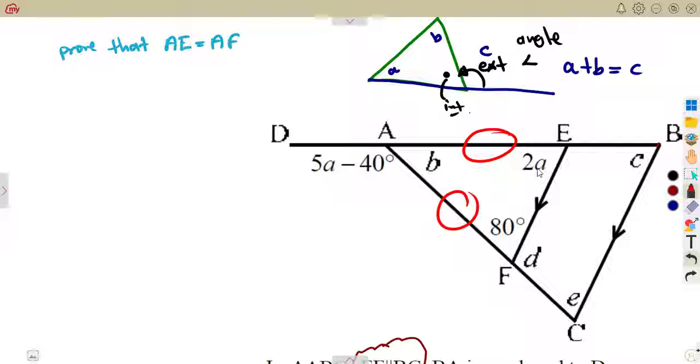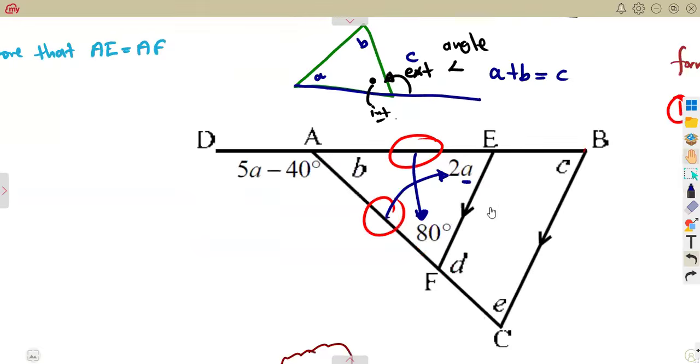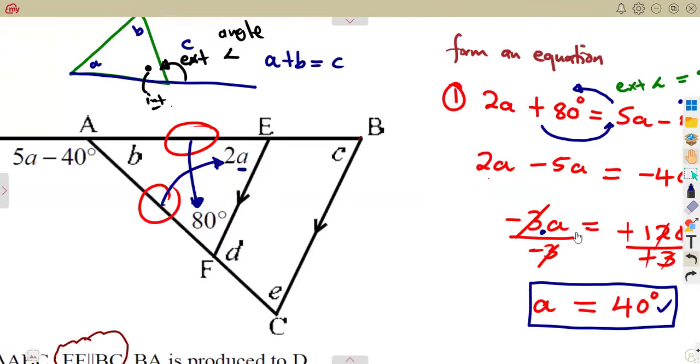So the only way for us to prove is to show that this angle opposite, which is 80 degrees, and this also angle opposite, which is 2A, are equal. If these two angles are equal, there is no way these sides will not be equal also. That's how we are going to prove. So we are simply going to substitute the value of A. Remember, we got that A is 40 degrees, all right?